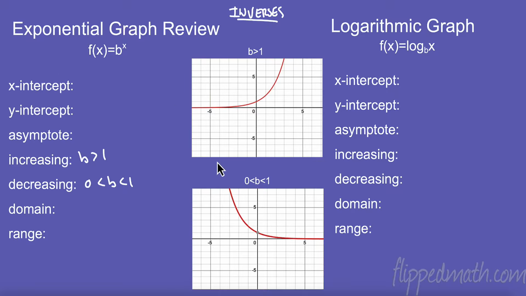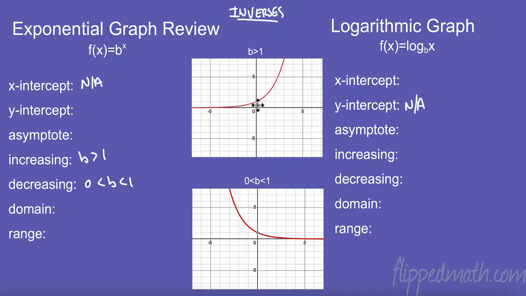So first of all, let's talk about the information from the exponential. The graph, the x-intercept, does it ever cross the x-axis? No. So there is no intercept there. Now, why is that important? Well, remember, when it's the inverse, the x becomes the y. So for our log graph, we're going to have no y-intercept. Interesting.